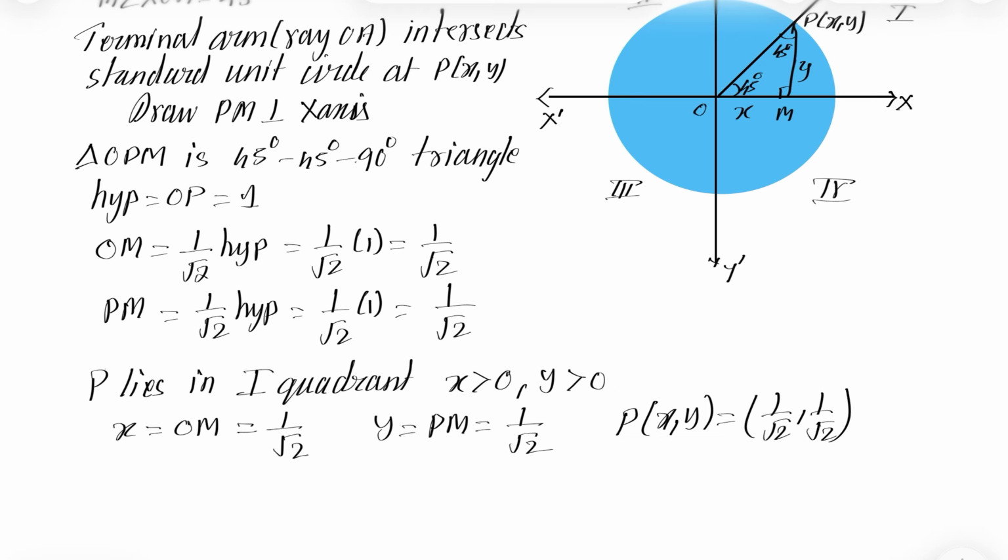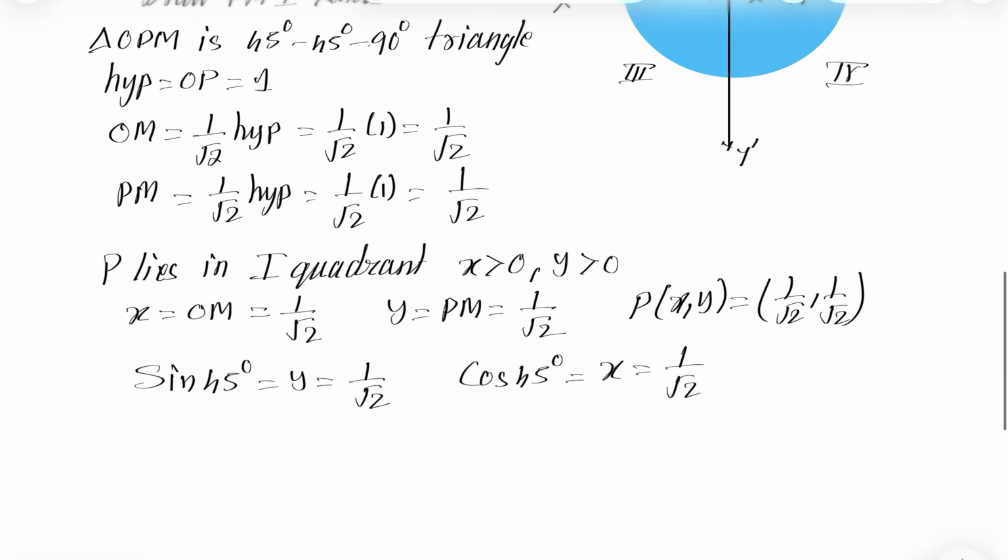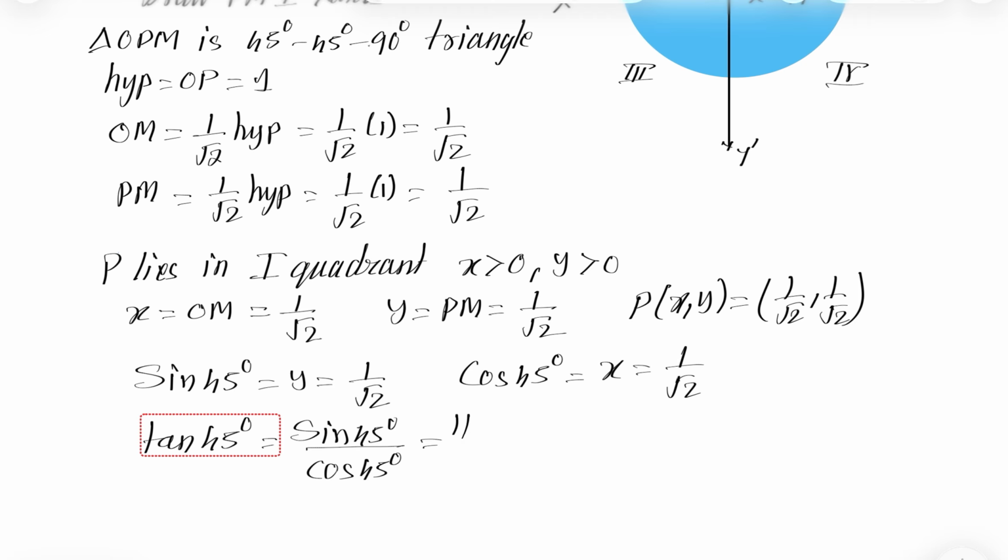Now sine 45 degrees, that is equal to y, that is 1 upon root 2. Cos 45 degrees, that is equal to x, that is 1 upon root 2. Tan 45 degrees, that is equal to sine 45 degrees upon cos 45 degrees, that is 1 upon root 2 by 1 upon root 2. तो tan 45 आएगा 1.